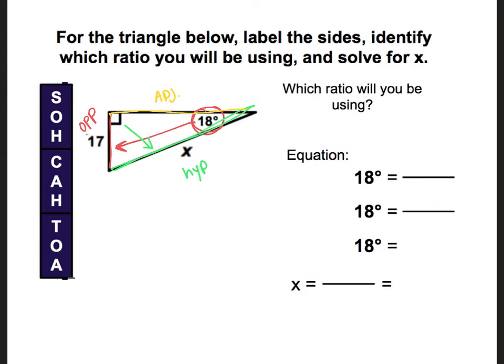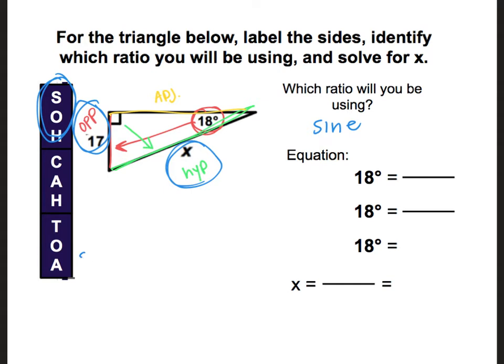Now, we want to look at which sides have some information next to them. So I notice my hypotenuse is x. I notice the opposite is 17. So I have OH, which tells me I'm going to use sine. So sine is going to be my ratio. You can type SIN, sine, or you can add the E if you want.